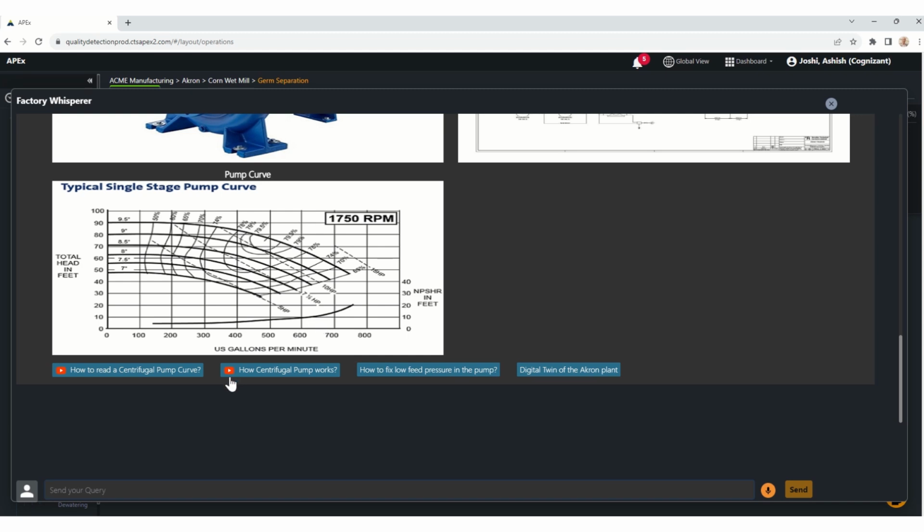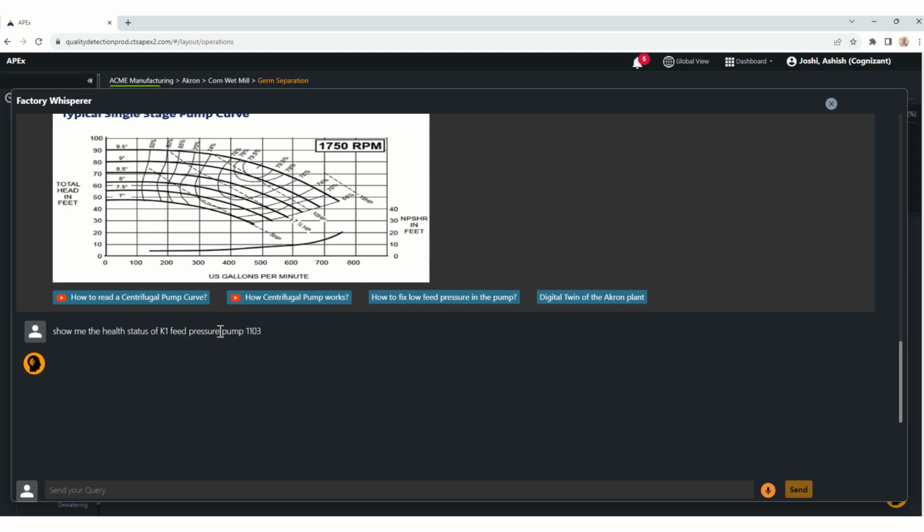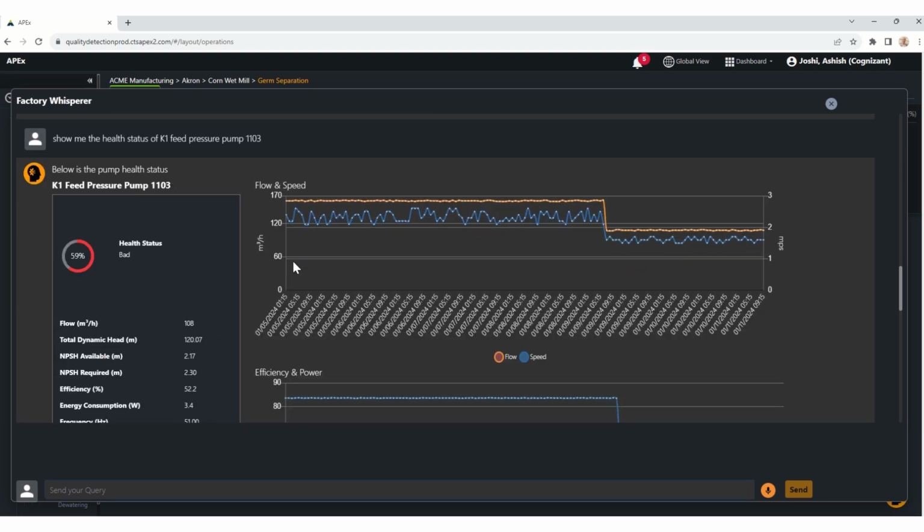And if there are certain important knowledge base articles or videos associated with it, everything is in one single place. One more thing I can do from here: apart from the real-time data of the pump, there is also a traditional ML model running behind it for that pump. So I can also go third level deep and ask, can I look at the health status of my K1 feed pressure pump for which I have identified the issue?